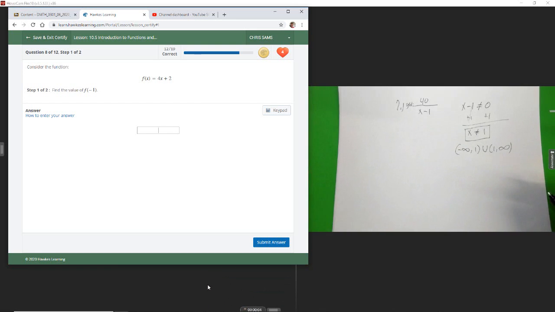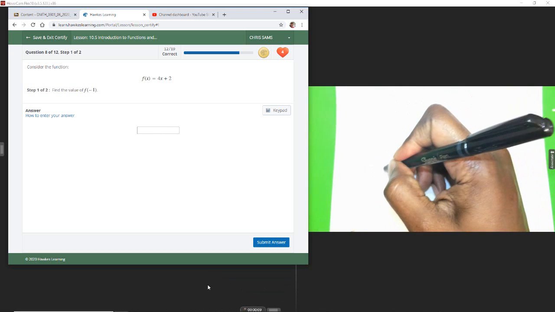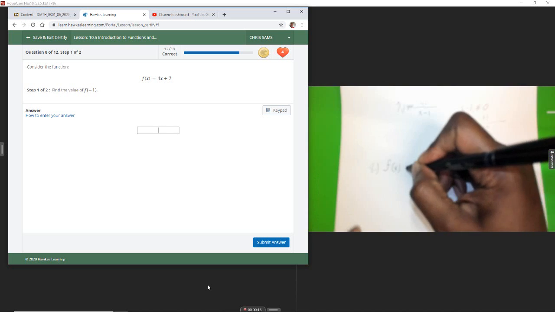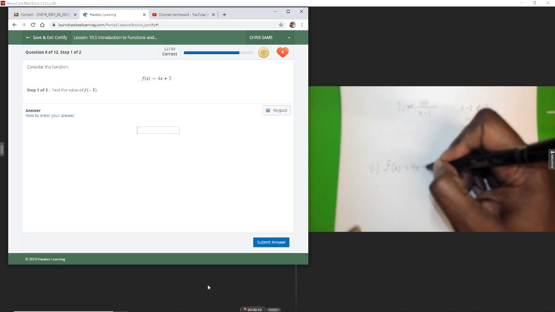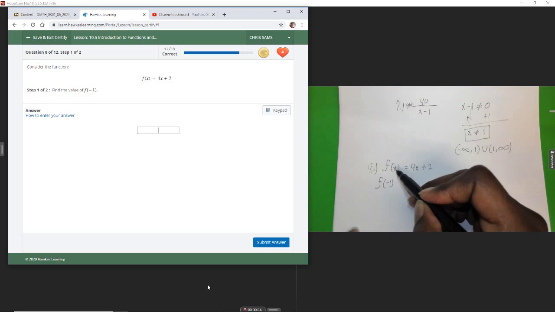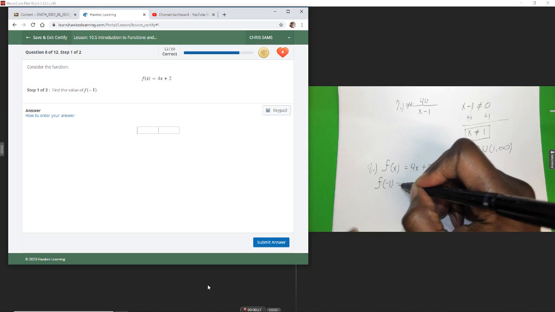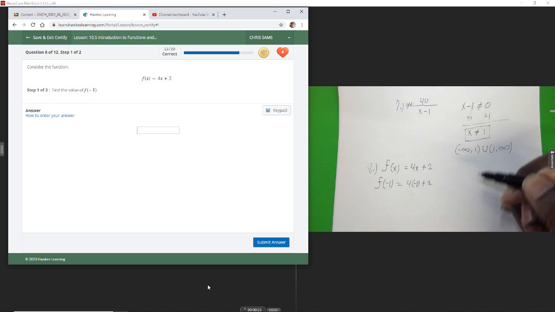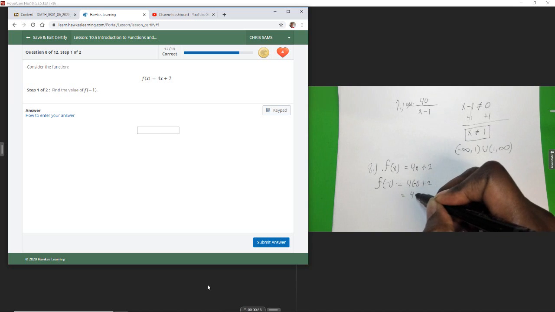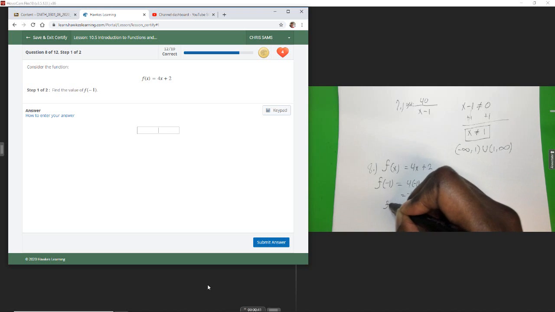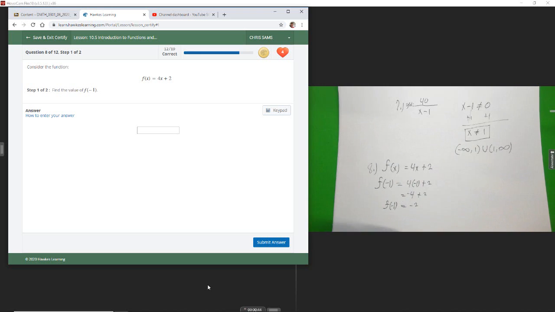All right, number 8, we have function notation, and we want to find f of -1 given the function 4x plus 2. So f of -1 simply indicates that you want to replace the x with the -1. So 4 times -1, replace the x with the -1, and then solve. This will give us -4 plus 2, and then we get -2. So f of -1 equals -2.